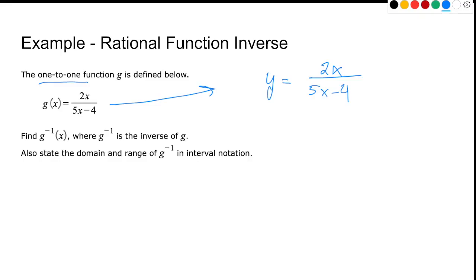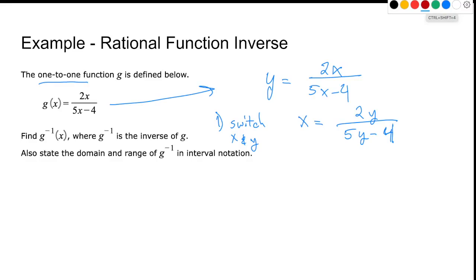They'll be in different places. So let's take our first step, which is to switch x and y. We're going to rewrite this as x equals 2y over 5y minus 4, and notice we're going to end up with two y values. This is where the difficulty comes in: we're going to solve it and end up with just y equals. So we're going to have to do some factoring and some moving things around, but we'll be okay.